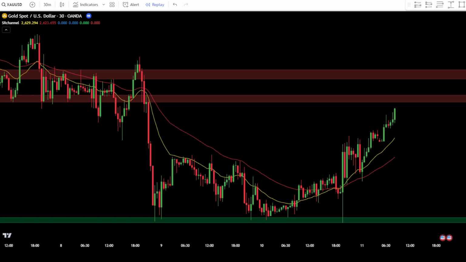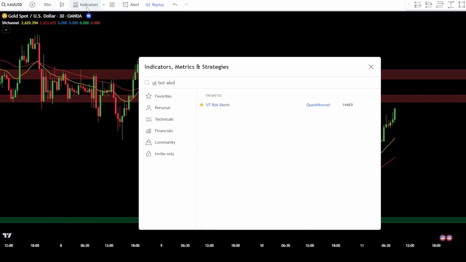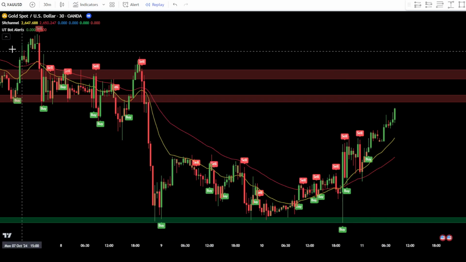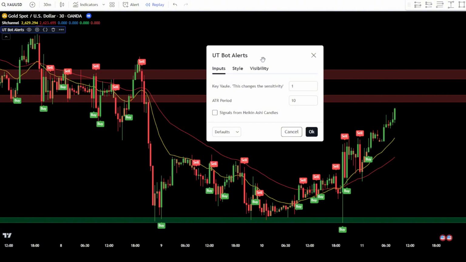To find the best entry points for buy and sell positions, you can add one more indicator. Go to the Indicators tab and search for UT bot alerts. Then, select the UT bot alerts indicator by QuantNomad. Next, adjust the settings for the UT bot alerts indicator. In the Input tab, change the key value to 2. Also, set the ATR period to 1.